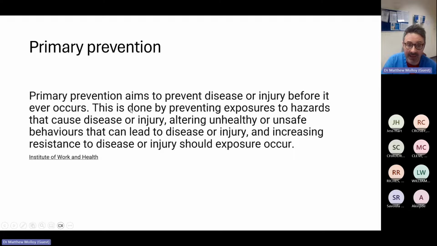Primary prevention aims to prevent disease or injury before it ever occurs, and this is done by preventing exposure to hazards that cause disease or injury, altering unhealthy or unsafe behaviours that can lead to disease or injury, and increasing resistance to disease or injury should exposure occur. And this is from a definition from the Institute for Work and Health.